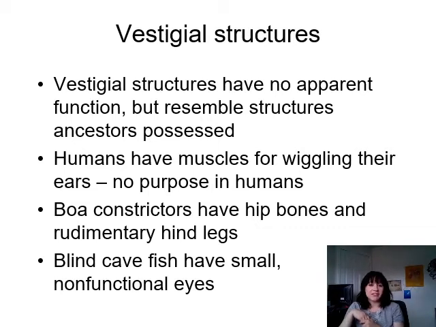Another example of a vestigial structure can be seen in boa constrictors. So boa constrictors have hip bones and rudimentary hind legs. Again, they are not walking, they have no function, but they are still there, giving evidence that these snakes may have come from lizards at one point.